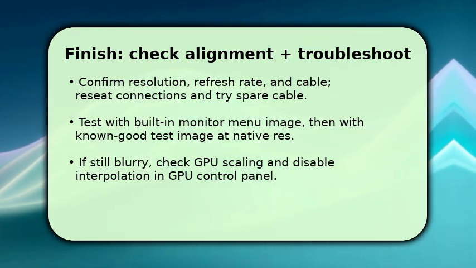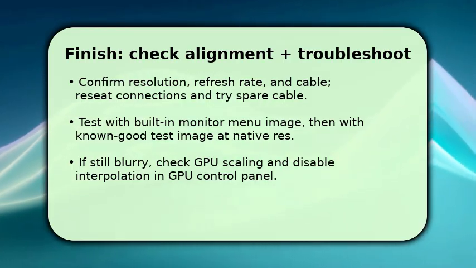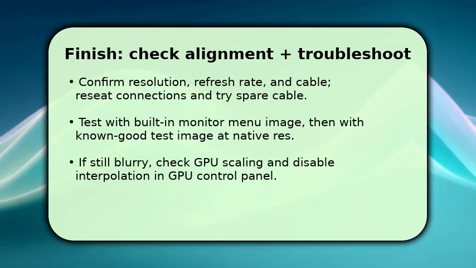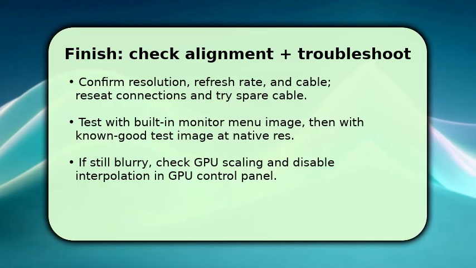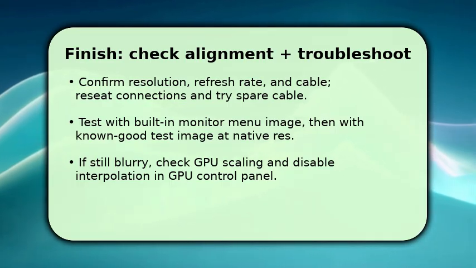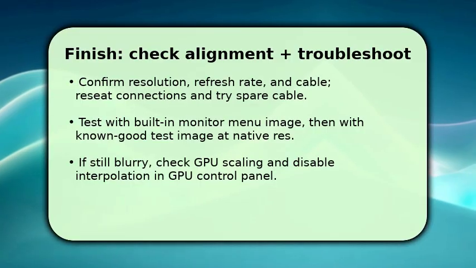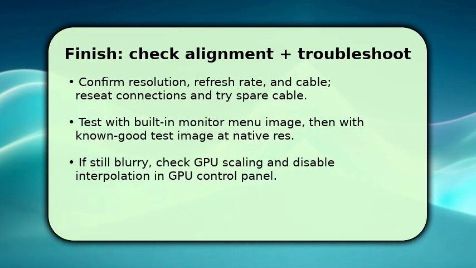If the OS image is still soft, disable GPU scaling or set it to center or full without scaling in the graphics control panel so the GPU does not resample. If problems persist, swap cables or ports. That single hardware mismatch is often the remaining cause of blur.